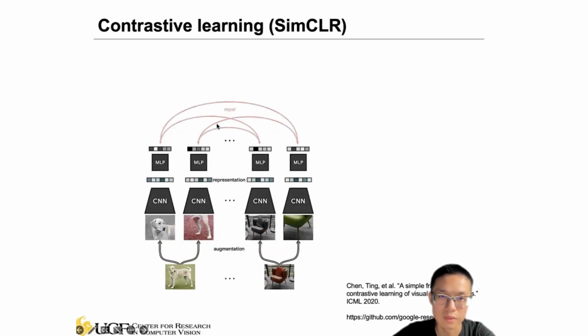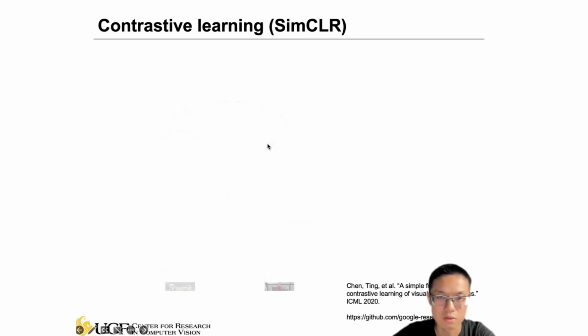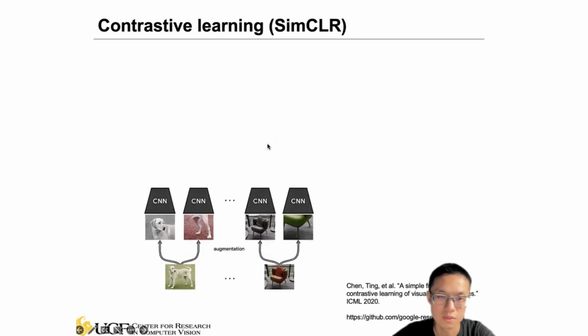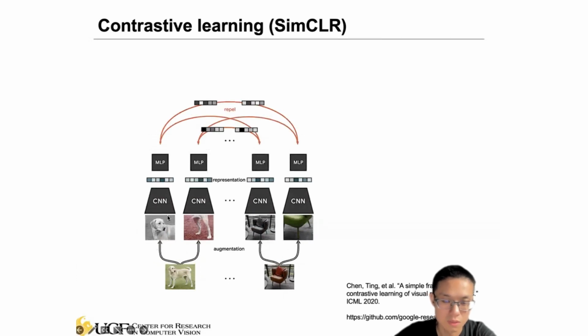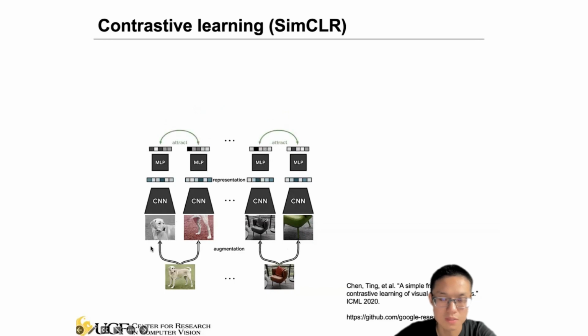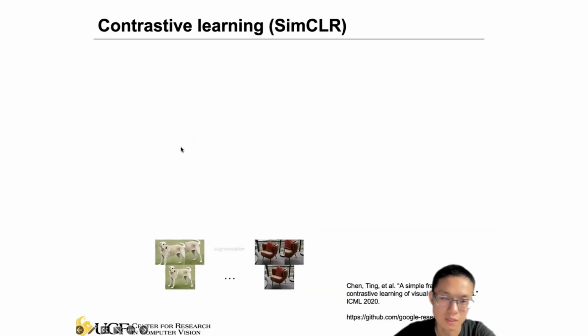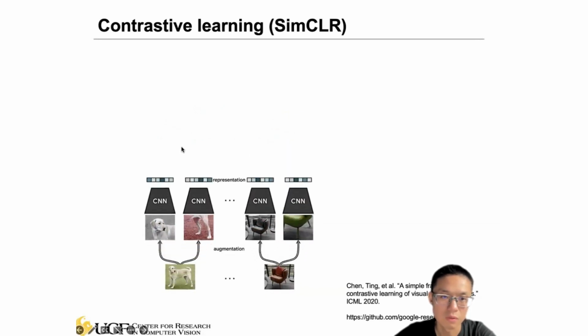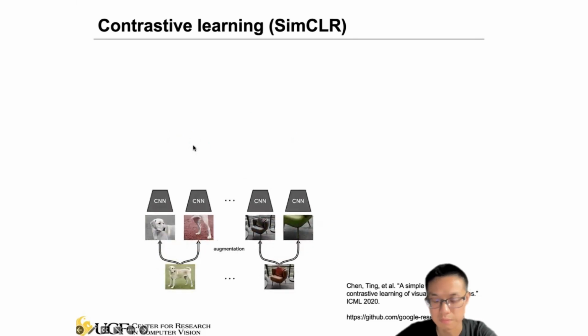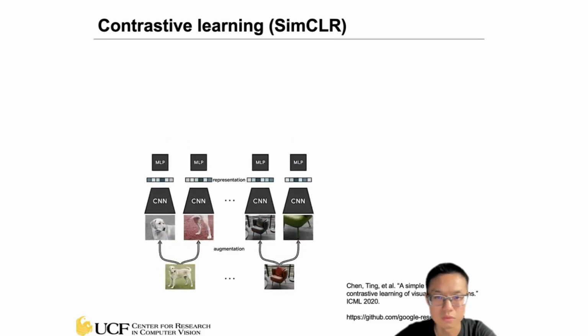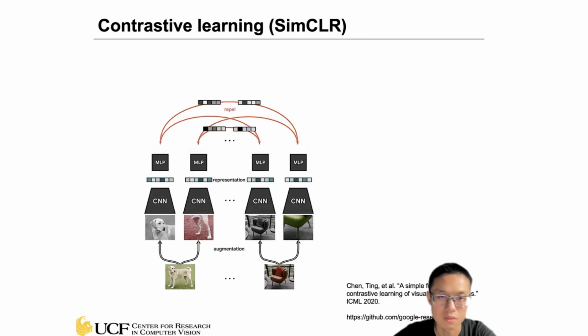There's a repel. So these two different images and their augmented versions are considered negative pairs. But these two augmented versions coming from the same image are considered the positive pair. So we want to attract each other, so the distance should be close in the feature embedding space. So that's basically the idea of this kind of contrastive learning process.